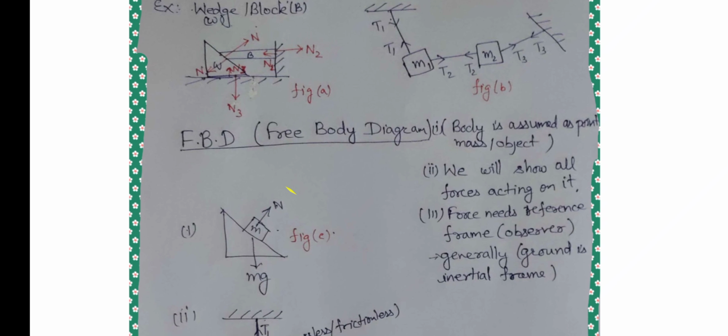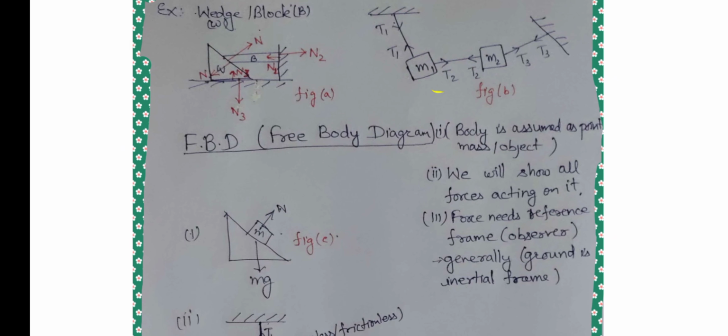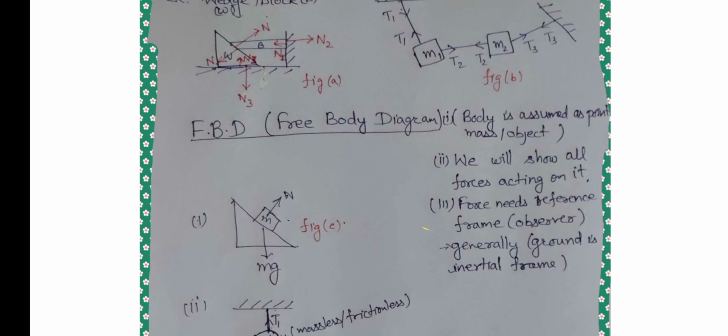As you have seen in the above examples, we follow these three rules. Number one, the body is assumed as a point mass or object, that is, a massless object. As we have taken in figure B, you can see M1 and M2 are massless objects. Second, we will show all the forces acting on it, meaning all the forces that are applied on the body. Third, force needs a reference frame observer.